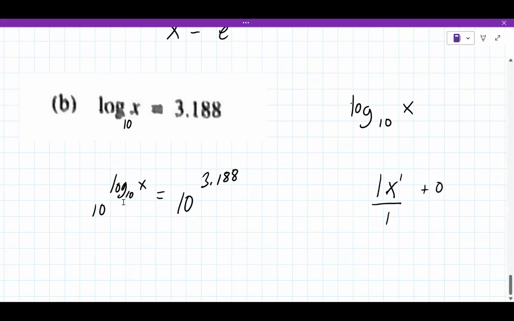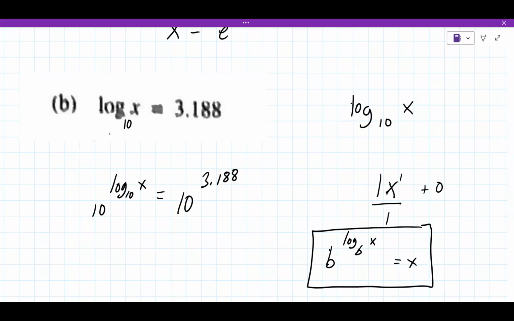On the left here, this undoes the log base 10. The property is b to the log base b of x becomes just x. So then calculate the log of x on the right, 3.188.